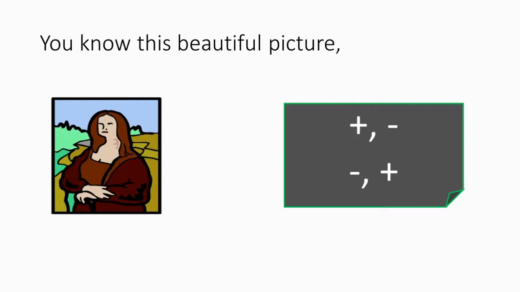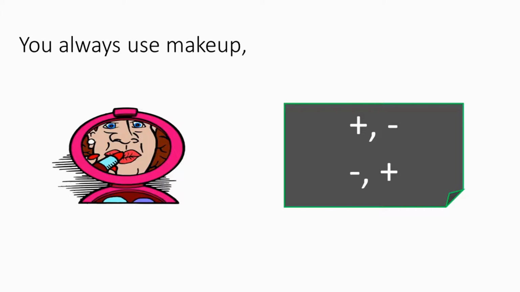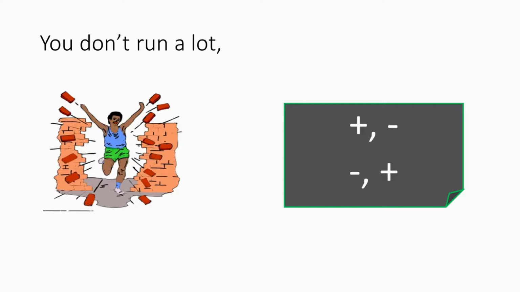You know this beautiful picture, don't you? Positive, negative. You always use makeup, don't you? Again, this is positive followed by a negative tag question. You don't run a lot. What's the answer going to be? That's right. Do you? A negative sentence, so followed by a positive tag question.